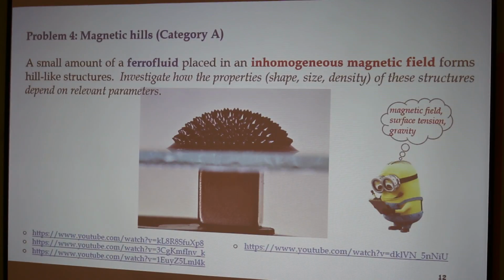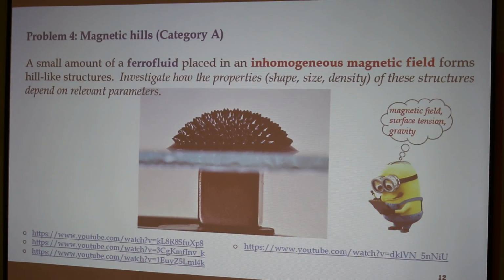Right. So far, first two questions, Cat B, and then selection question number 3. Problem number 4 is the first Cat A problem. You have a small amount of ferrofluid. What is the ferrofluid?